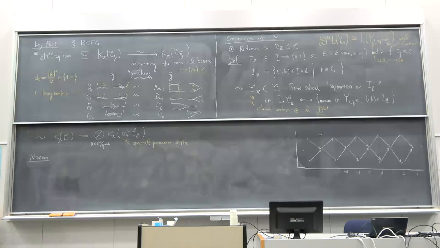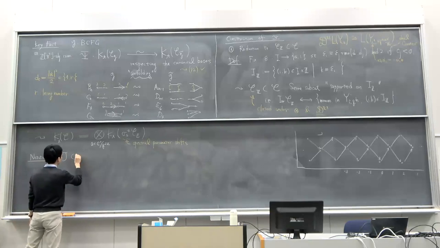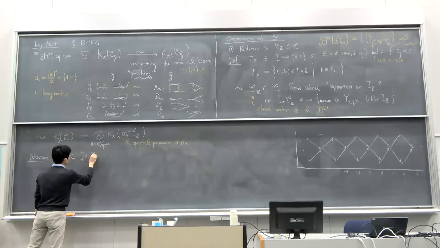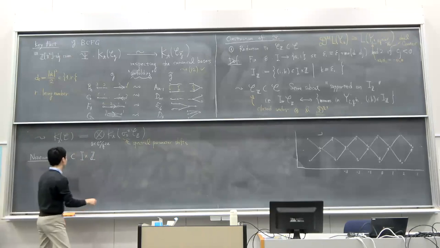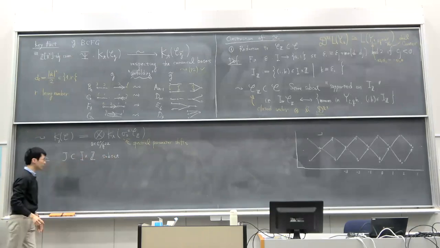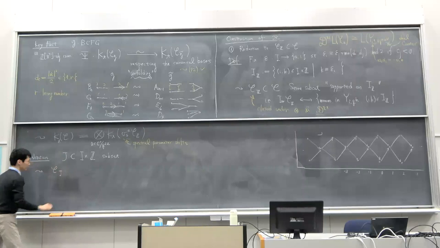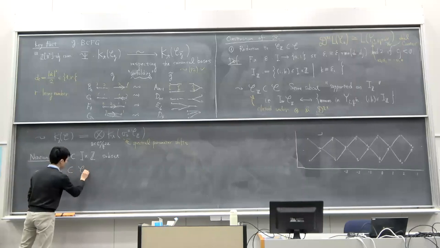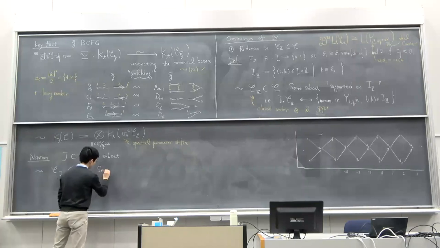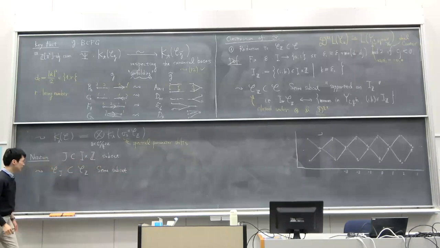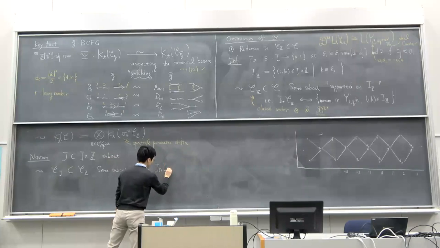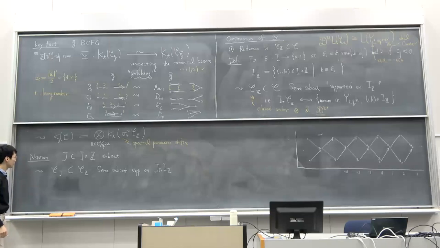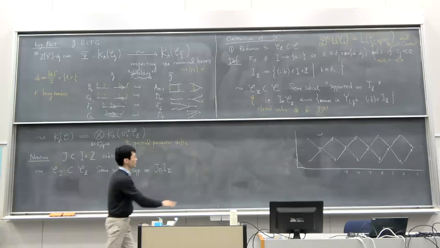I'd like to introduce some more notation. Let us consider any subset J in this product of the set of Dynkin nodes and integers. For each subset J, we can define the category CJ to be a full subcategory of category CZ, which is supported on this set J intersected with this IZ. The meaning of support is the same as over there.